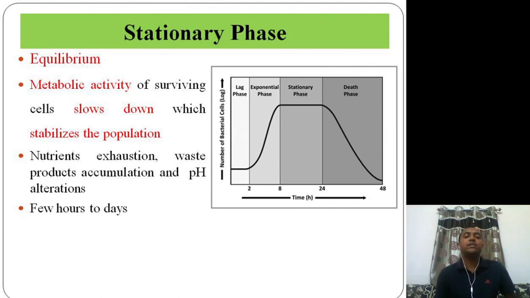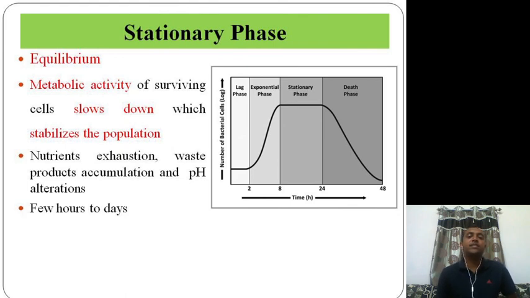This is because of nutrient exhaustion. Obviously the bacteria are growing, so they are utilizing a lot of nutrients. There will be depletion of nutrients, and some of them will die out because they won't find proper nutrition. Besides this, waste product accumulation and pH changes also take place in the culture medium. This phase lasts for a few hours to days.